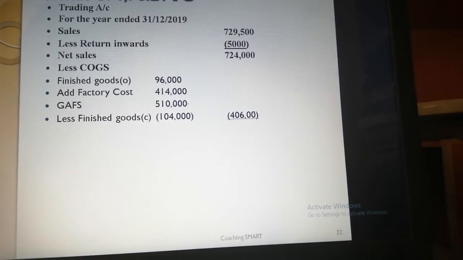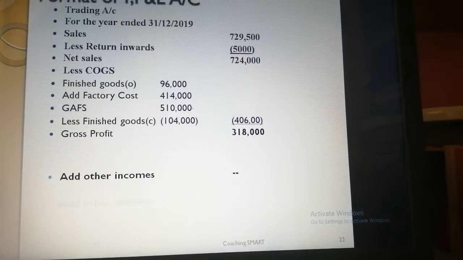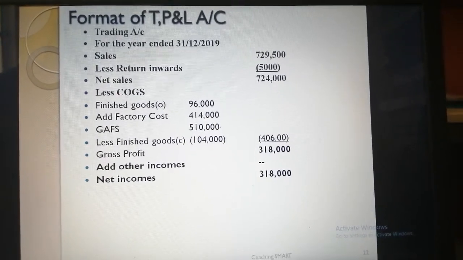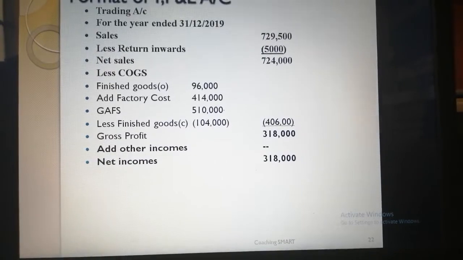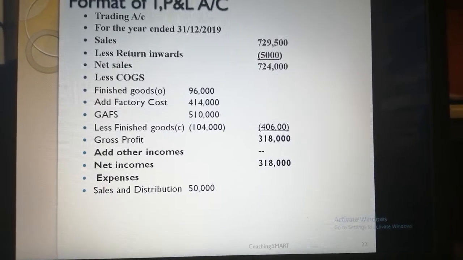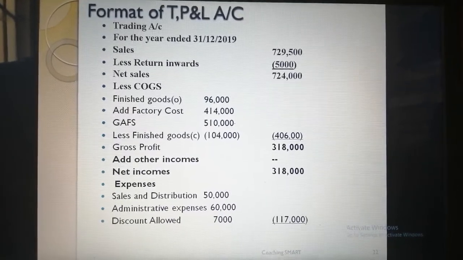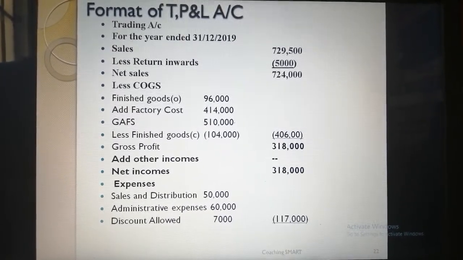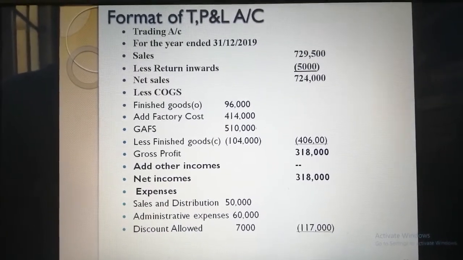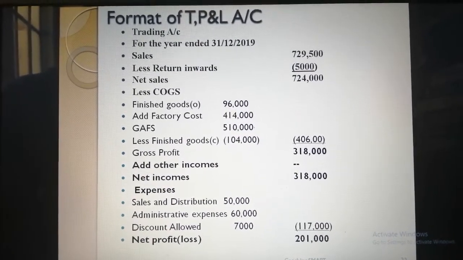Net sales minus cost of goods sold gives you gross profit, which is 318,000. Add other income, which according to our question, we have none. We have no other incomes, so our net income will remain 318,000. Expenses, we have sales and distribution, which is 50,000. We have administrative expenses, which is 60,000. Discount allowed 7,000. When you total, you get 117,000. So net income less expenses gives us the net profit, which is 201,000.